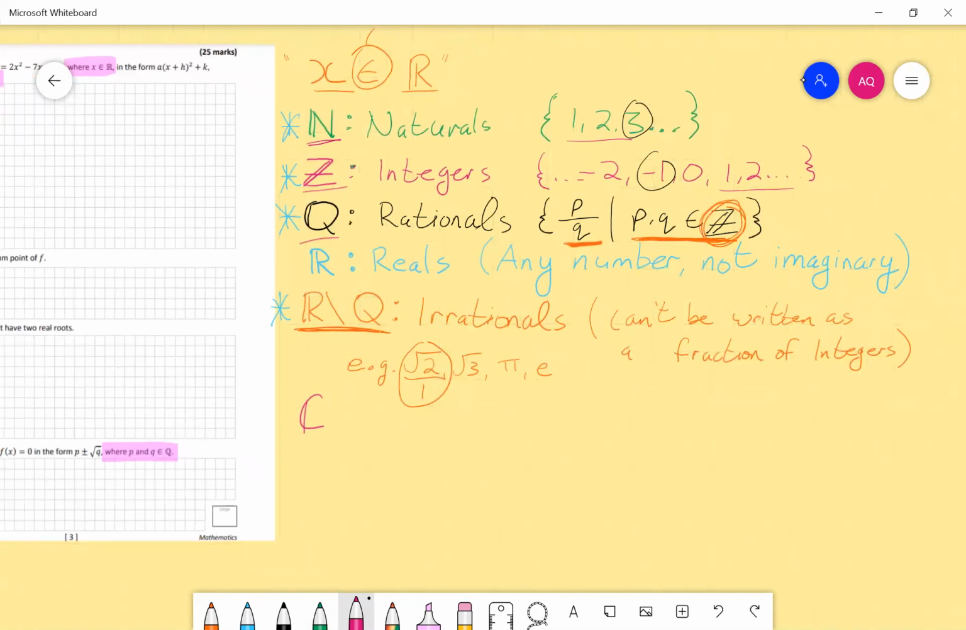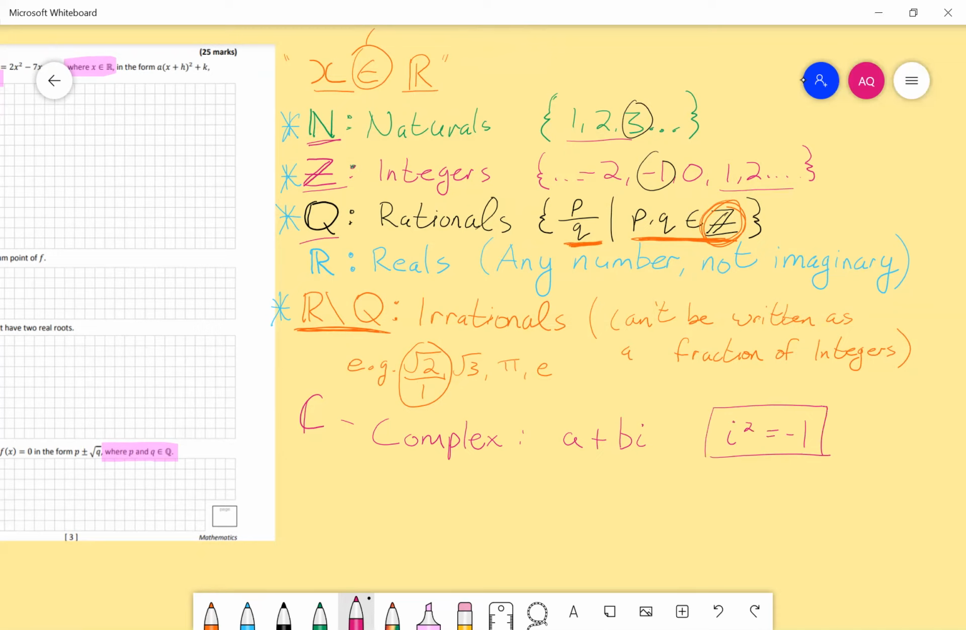After that, we do have this C down here, which is for our complex numbers. Okay, so these are ones that can be written in the form a plus bi. Okay, and in this case, i squared is equal to -1. So I'm not going to go into too much detail on that, but that is the basis of our complex numbers and our imaginary numbers. So that i is our imaginary number, which is the square root of -1.